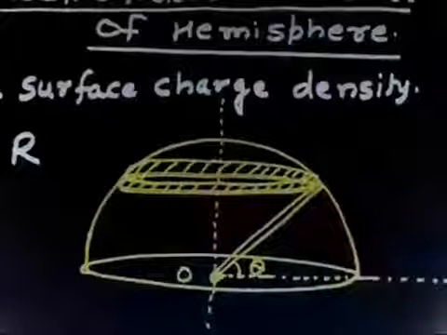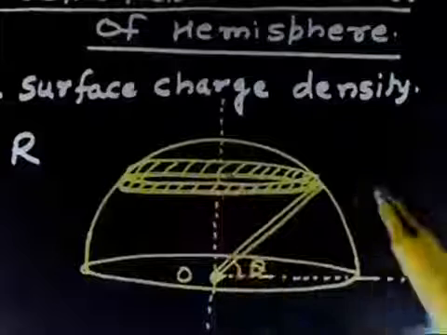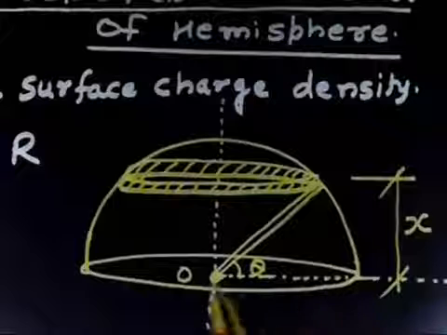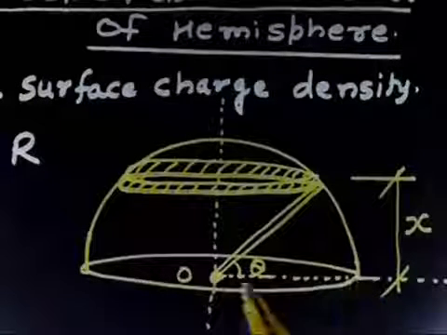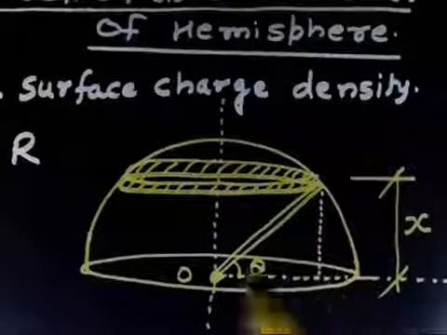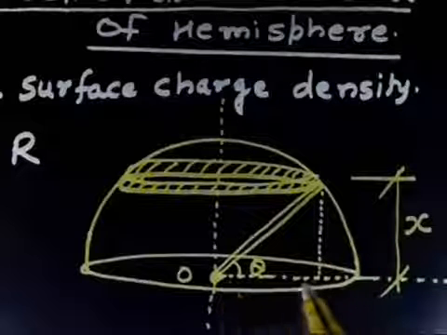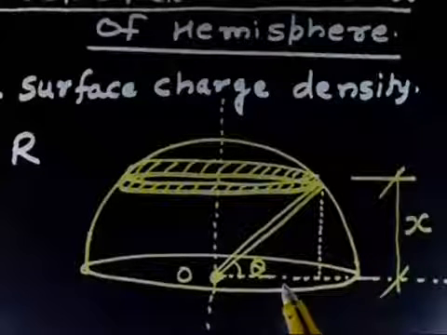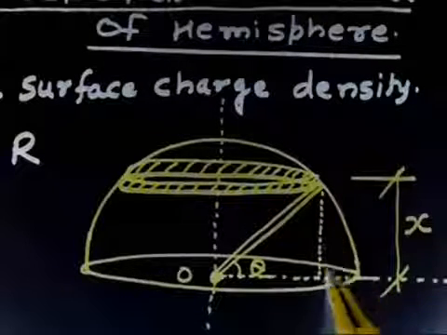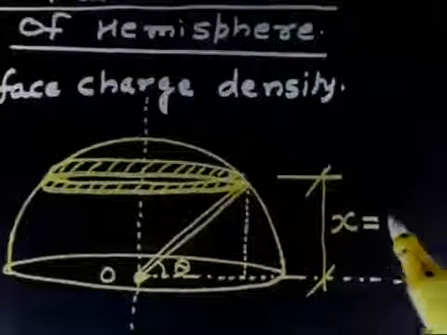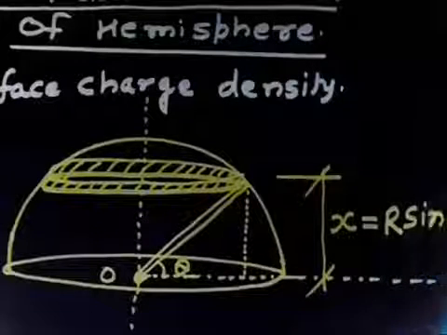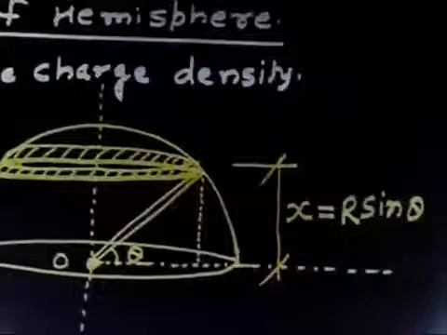Are you getting? It will contain some charge. Let us say this distance is x, and we can find it. In this triangle, this is r and this angle is theta. If I drop a perpendicular from here, this length will be r sin theta and this length will be r cos theta. So x is the perpendicular length from the ring to the plane, which is r sin theta.